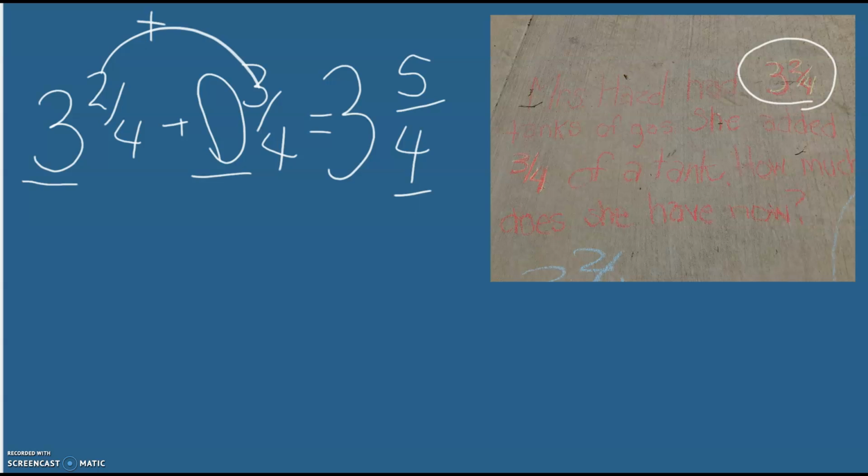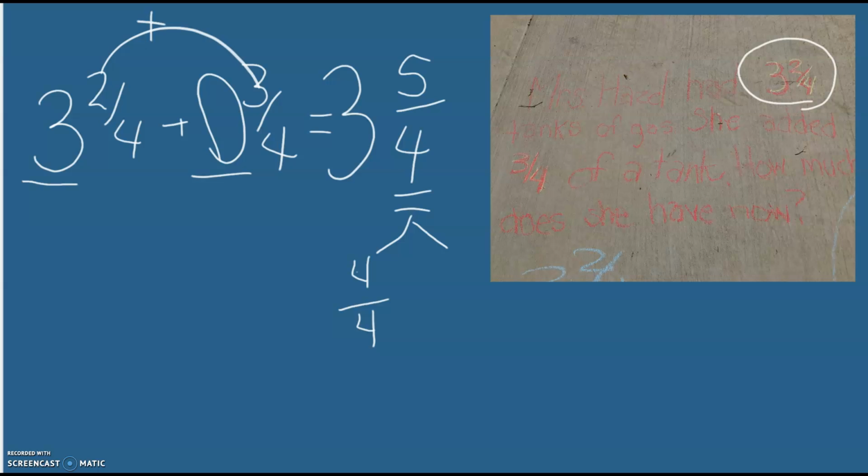Now, this part is written as an improper fraction. I need to change it to a mixed number. So I'm going to convert the 5/4 into 2 fractions that would add up to 5/4. I know if my denominator is fourths, to equal 1 whole, I need my numerator to be the same. So 4/4 is the same as 1 whole piece of this fraction.